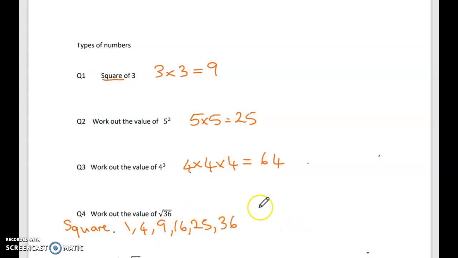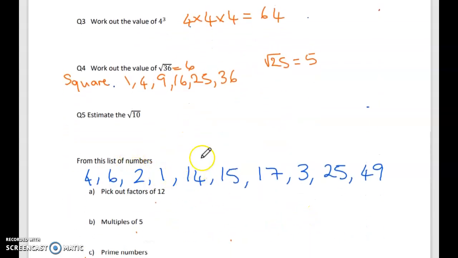So if the question says what's the square root of 25, we would say, well that's 5 times 5, so my answer is 5. It's what number did I multiply by itself to get the number inside the square root. So the answer to this is 6. That's why you need to know the square numbers.